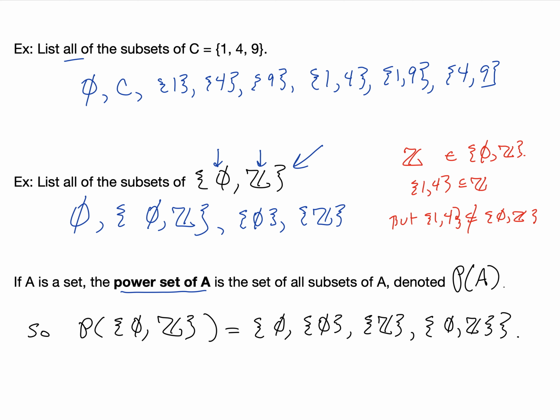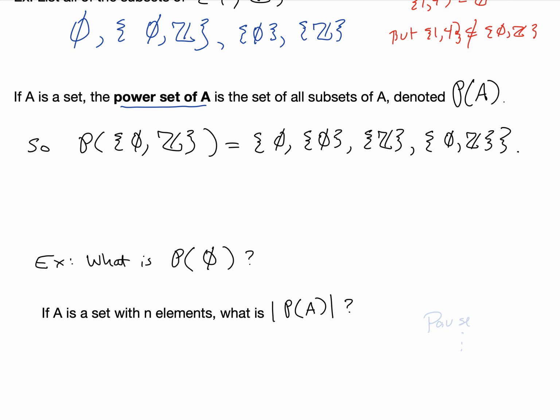So here are 2 quick examples for you to try. What is the power set of the empty set? And if A is a set with n elements, what is the cardinality of the power set of A? How many elements does the power set of A have? So again, pause and just think about those for a moment.